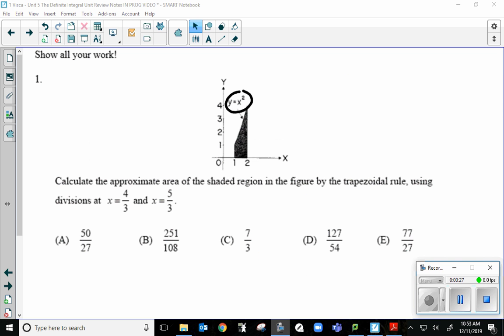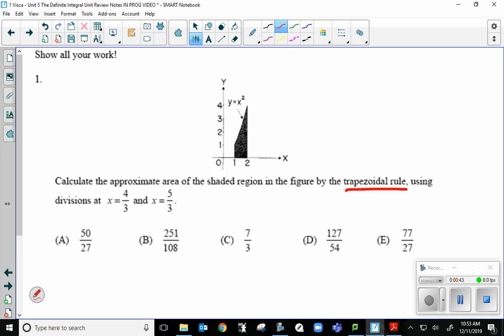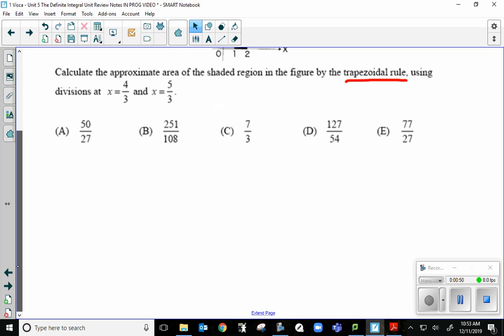Here we go. Number 1, calculate the approximate area of the shaded region. Okay, and you'll see right here, this is a graph of x squared. So calculate the approximate area of the shaded region in the figure by the trapezoid rule, using the divisions at 4/3 and 5/3. Okay, I'm going to redraw this out so it's a little bit bigger.